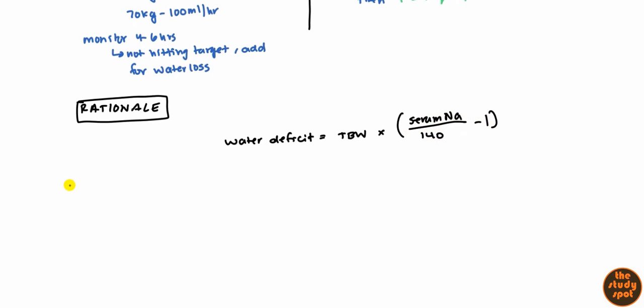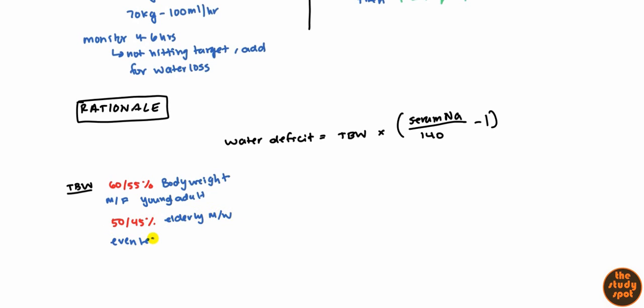How do you calculate total body water? Well, we can't calculate it directly, but there are some formulas that you can use. Total body water is usually 60 to 55% of the body weight. This is for young adults, however, and the 60 is for males and the 55% is for females. In elderly people, you're probably going to be looking at 50 to 45% for males to females, and even less. The percentage is even less if they're obese. Actually, I think it's 40%. So if they're obese, then it's even less.